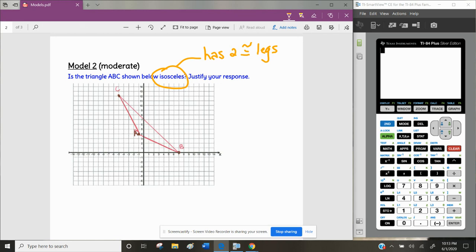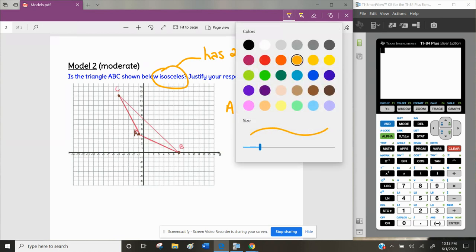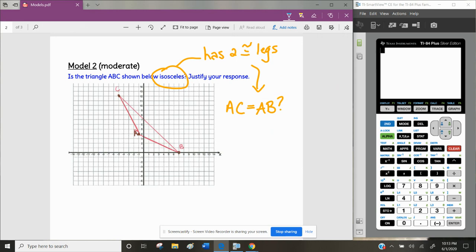So if we take a look at this triangle, it is clear that BC is not going to be even close to the same length as AB and AC. So my investigation is going to be, does AC equal AB? Because if that is true, then the triangle would be isosceles. And if that's not true, then it's not going to be, because there's no way that BC is equal to any of those. So since this is already graphed, I'm going to use the graphing method.